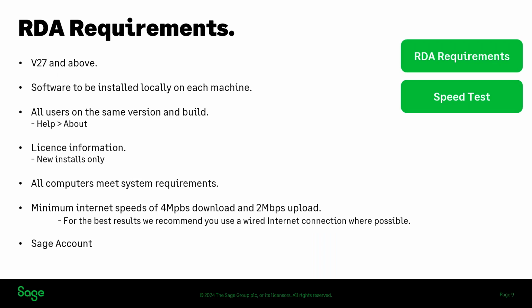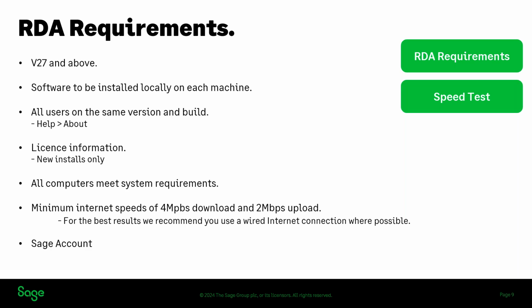So let's have a look at the requirements to be able to use this feature. Like I say, you must be on version 27 and above. Software is to be installed locally on each machine that you want to connect. All users must be on the same version and build. You can find that out just by going to Help along the top and then into About, and in the top left-hand section, you should see your version number.